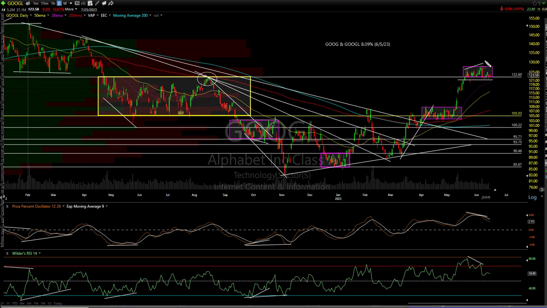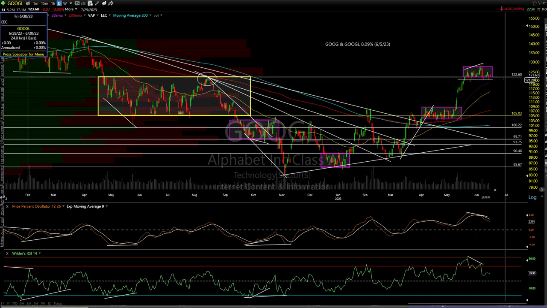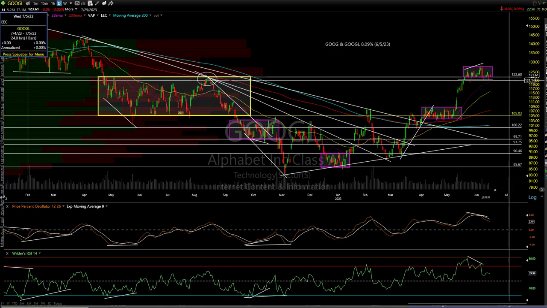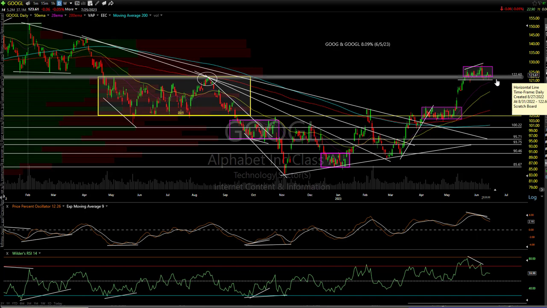Alphabet, I've gone over this quite a bit. You have this trading range right here. And the bottom of that trading range, my level there says 122.60, but you can see I have a line here. It's about 121. Call it 121. That's, to me, the big level.